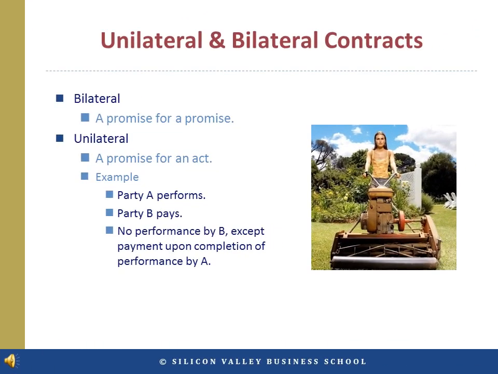A bilateral promise is an exchange of one promise for another promise. A unilateral promise is an exchange of one promise for an act. So if the homeowner offers to pay the gardener $10 for mowing the lawn, the gardener need only mow the lawn to accept the offer and perform the contract.